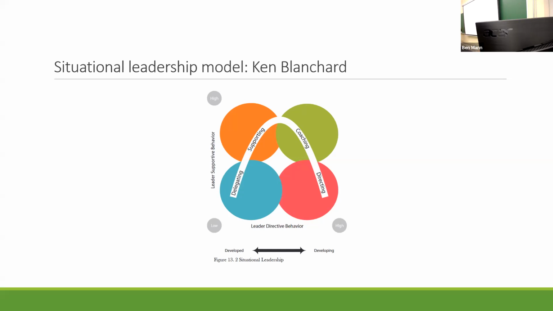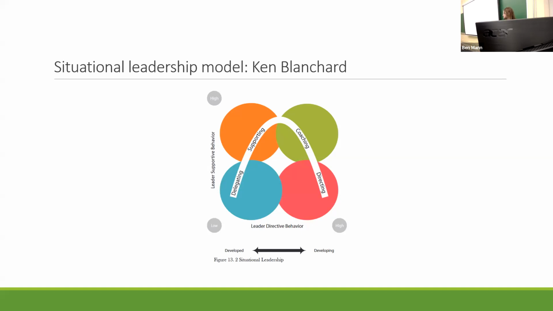Delegating has low directive behavior and low supportive behavior, right? An example of delegating would be a boss saying, okay, well, I need Dan to do this, and I need Larry to do this. And they delegate and give tasks to people and essentially ask them to go forth and do the tasks without really offering much support, generally being pretty hands-off.